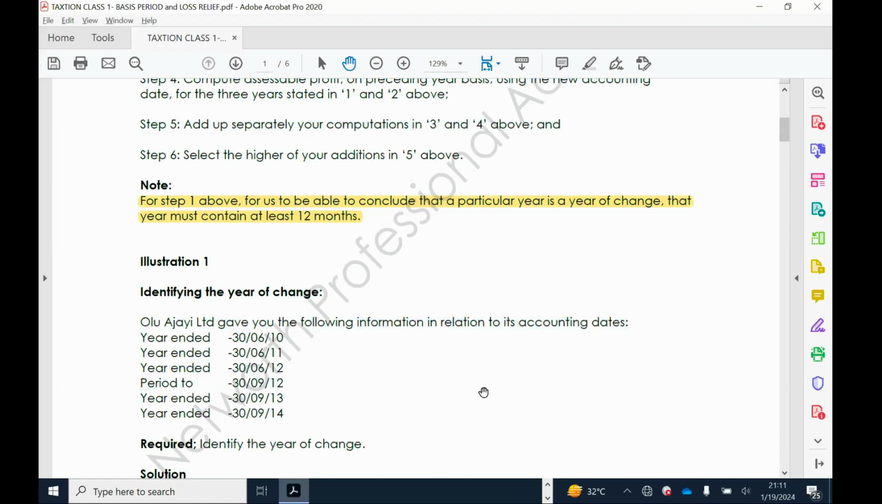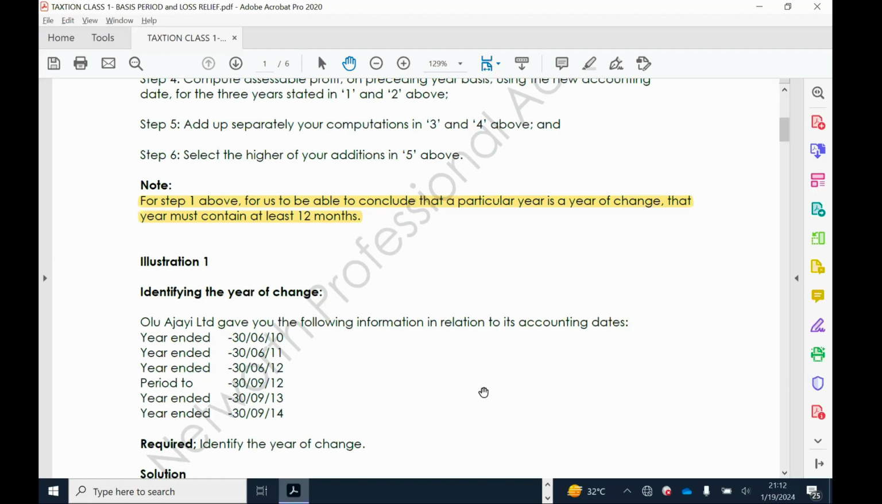Identifying the year of change. Oluwajayi Limited gave the following information in relation to its accounting dates. Year ended 30th June 2010. Year ended 30th June 2011. Year ended 30th June 2012, period 2, 30th September 2012. Year ended 30th September 2013 and year ended 30th September 2014. Required, identify the year of change. Thank you so much, Chidima.